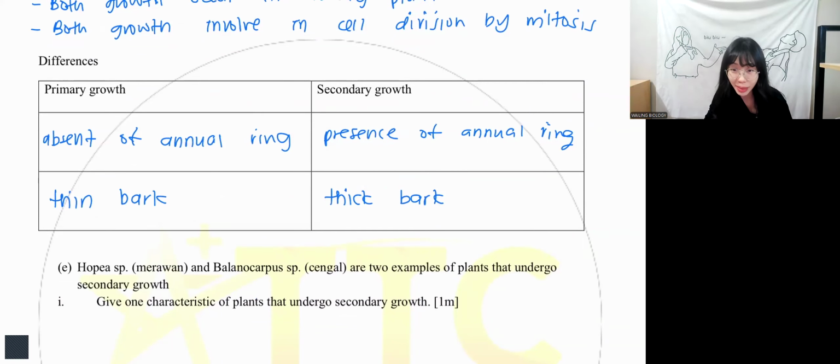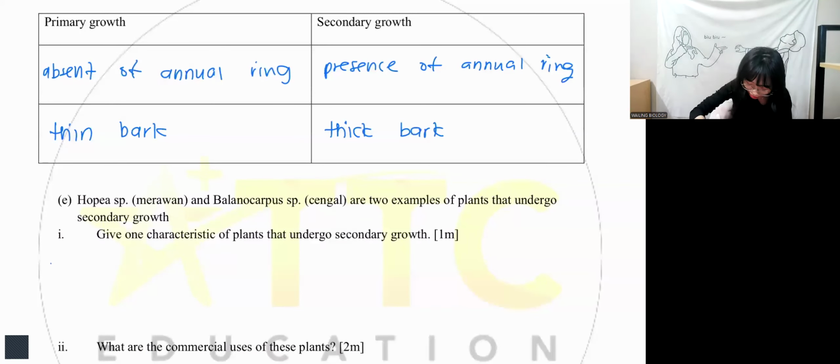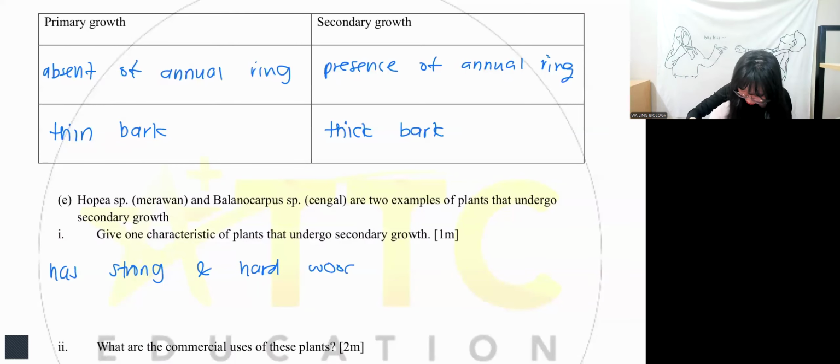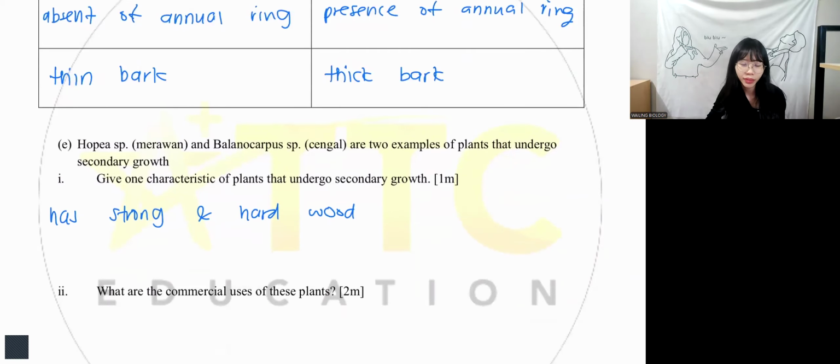Merawan and Chengal are two examples of plants that undergo secondary growth. Give one characteristic of a plant that undergoes secondary growth. When a plant carries out secondary growth, they will increase in diameter. Means they will also have what? Thick and strong bark. Thicker, stronger woody stem. So when they have thick and strong bark, they are able to provide support, right? So you're going to say it has strong hardwood. Thick and strong bark also can. Up to you, whichever you want to write. Thick and strong bark, strong hardwood, provide support and mechanical strength also correct.